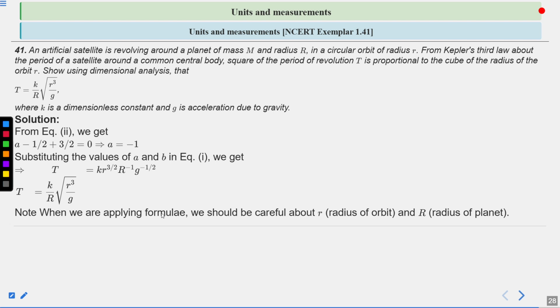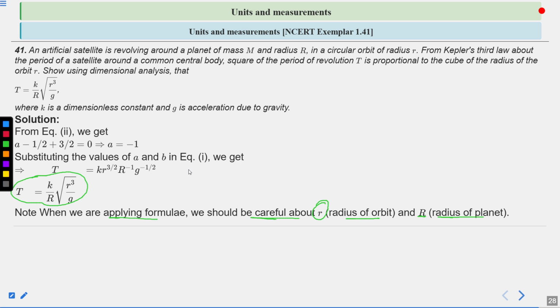So this is the mathematical expression. The important thing here is that when we apply the formula, we should be careful about r. Small r is the radius of the orbit and capital R is the radius of the planet. Clear? So the mathematical expression is this one.